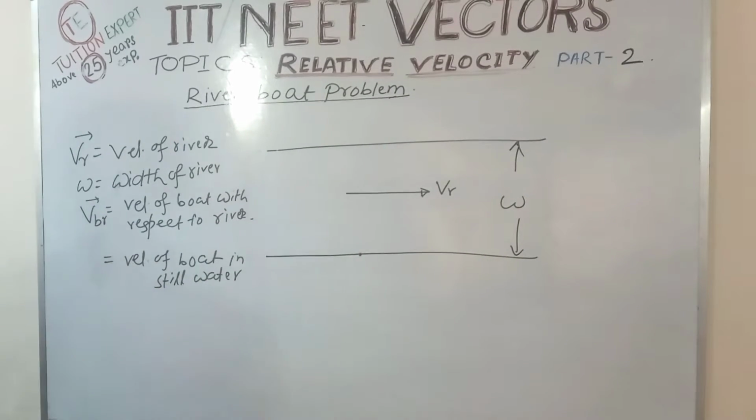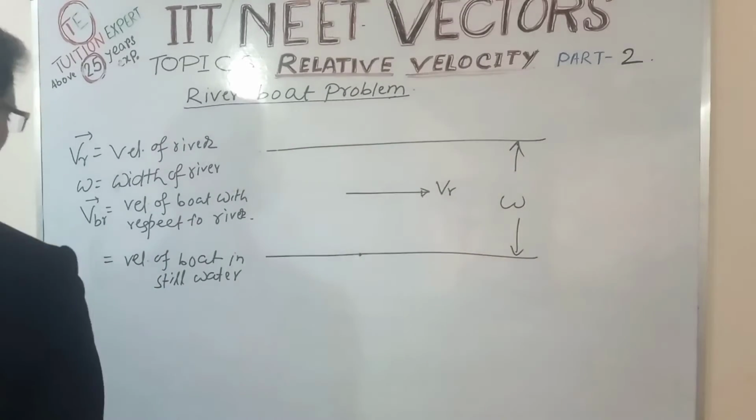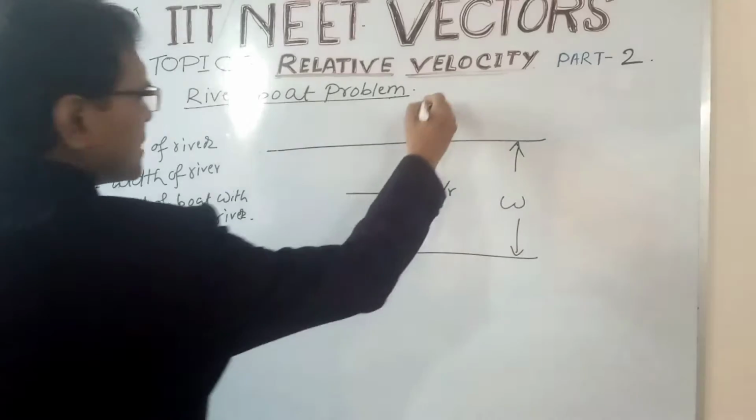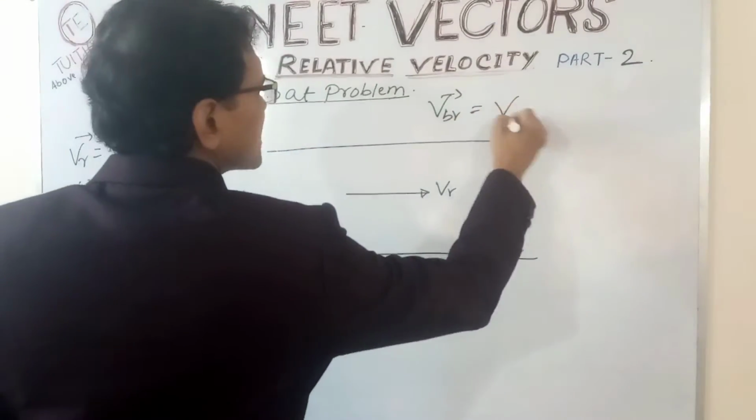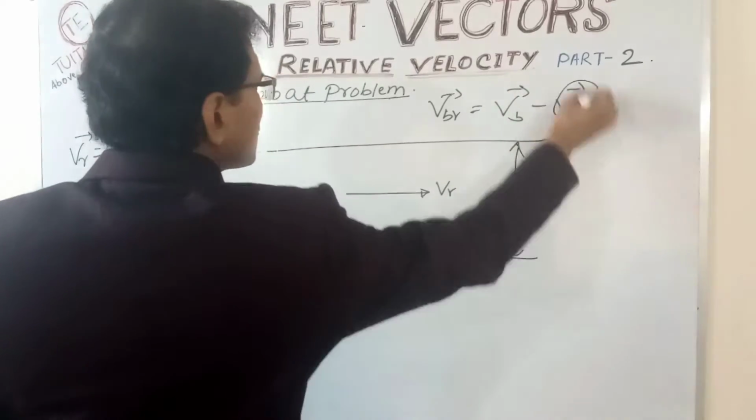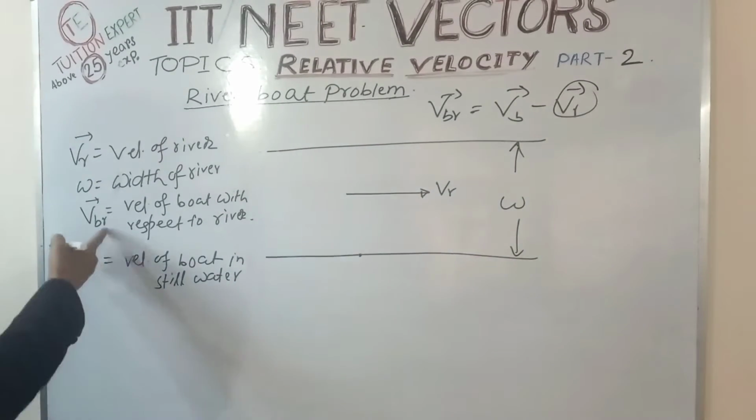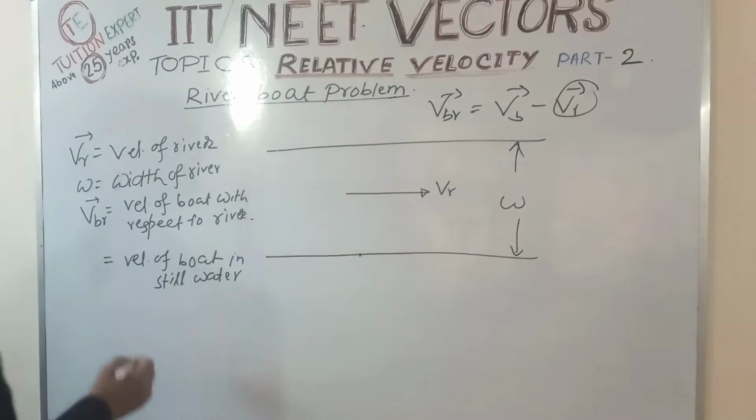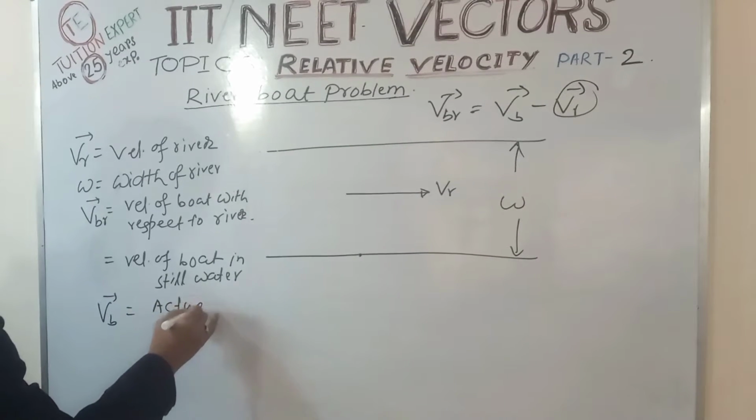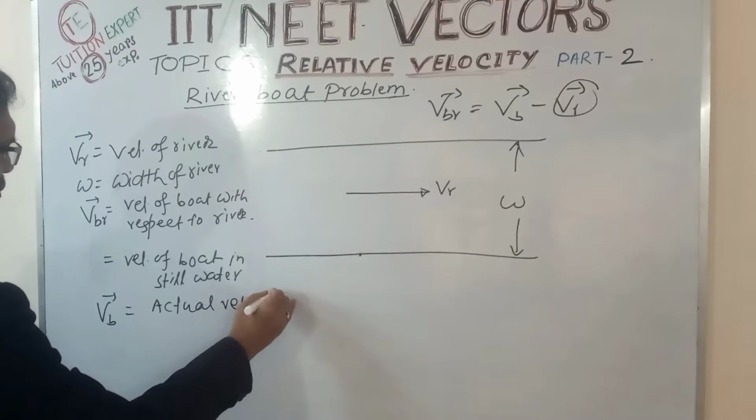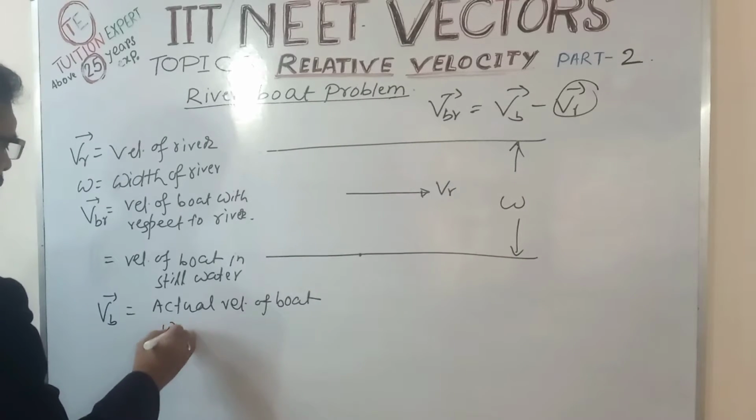because VBR equal to VB minus VR. So if VR equal to 0, that is still water, then it becomes the velocity of boat. So it is called the velocity of boat in still water also, and VB is the actual velocity of boat with respect to ground.